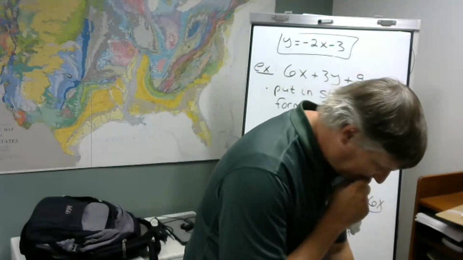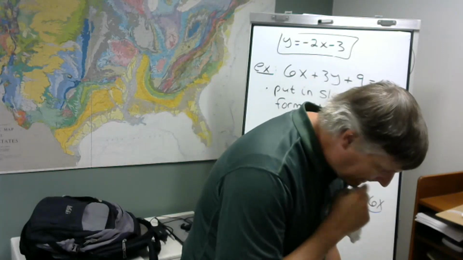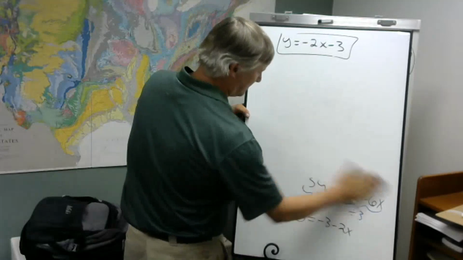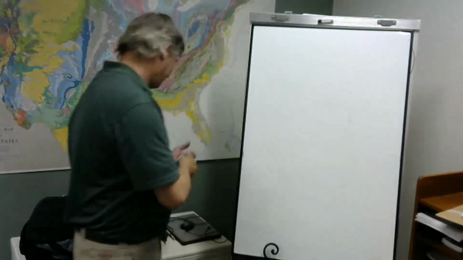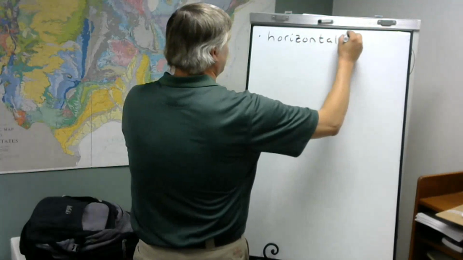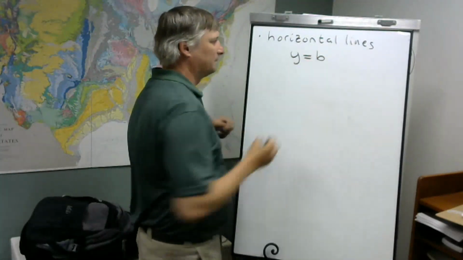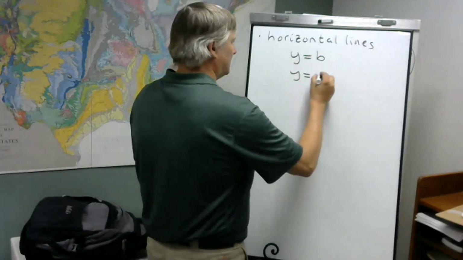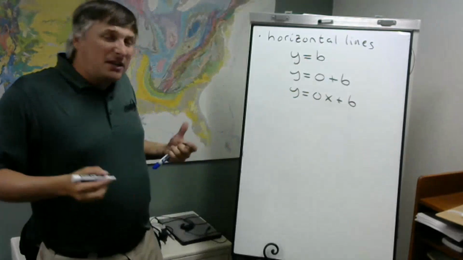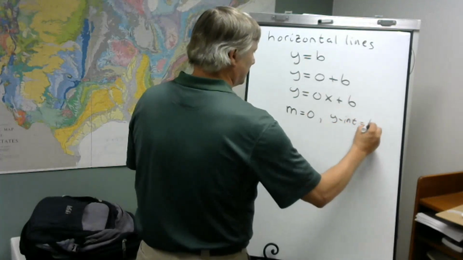All right. Let's see. Now, the other thing they mention, these are sort of special lines, but horizontal lines and vertical lines. These are of the form y equals b. Or as we saw earlier, you could think of this as 0x plus b. So these are lines with a slope of 0 and a y-intercept of b.